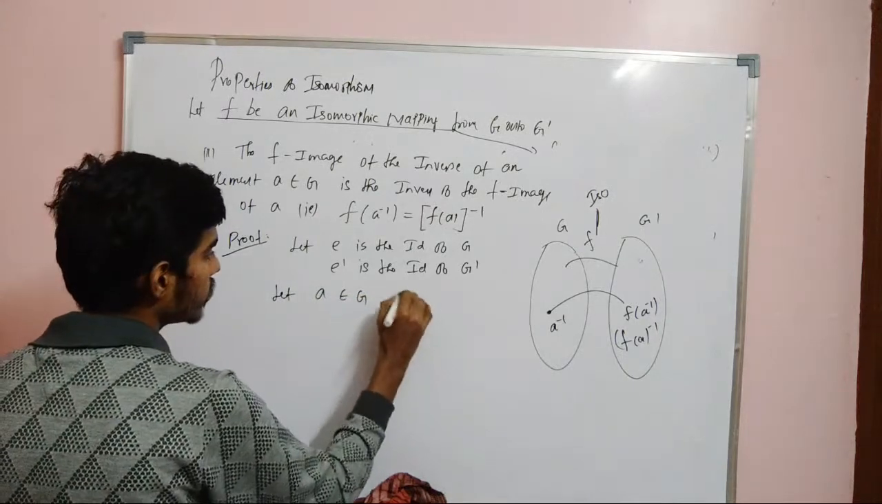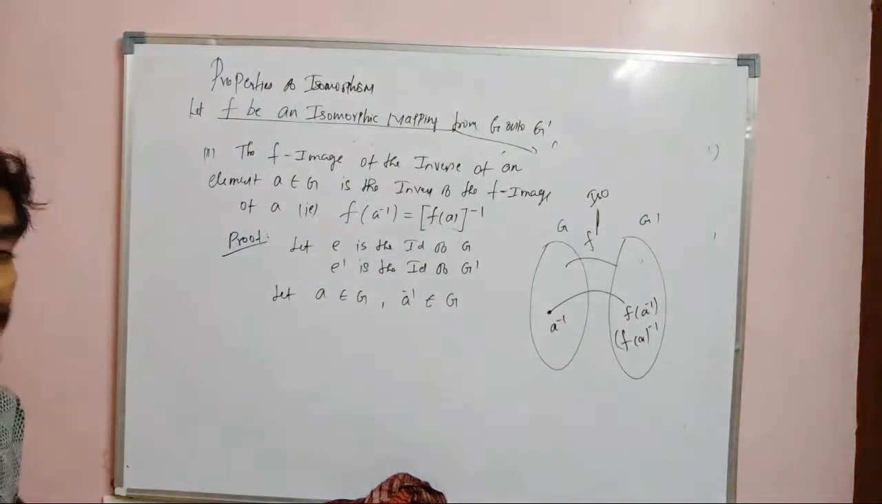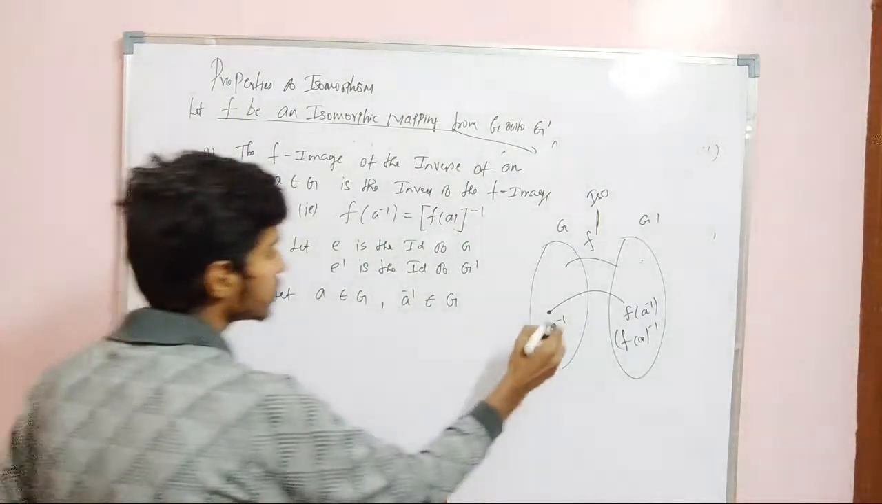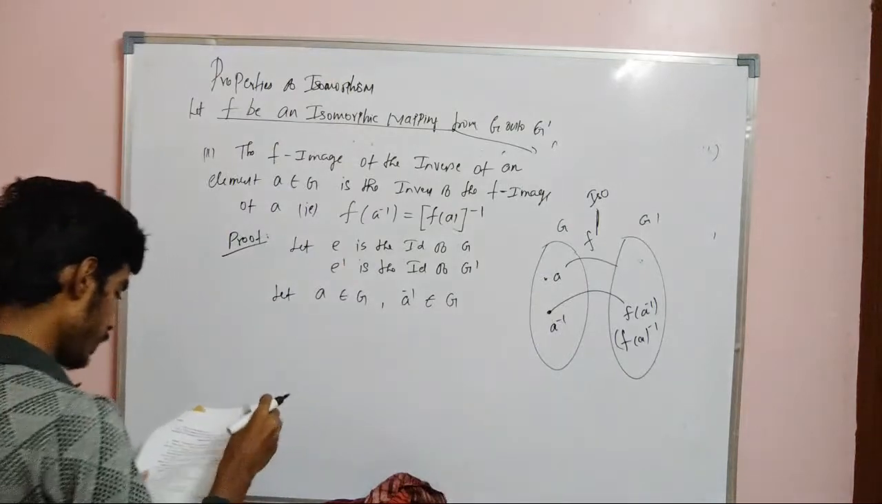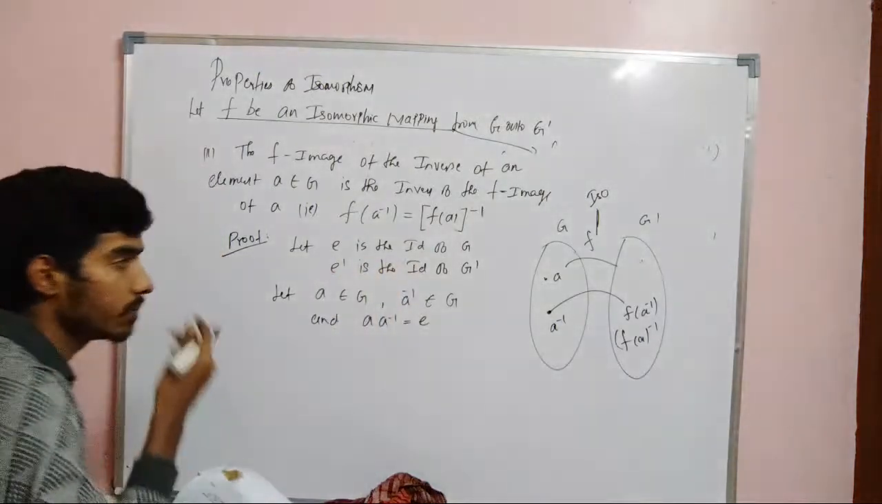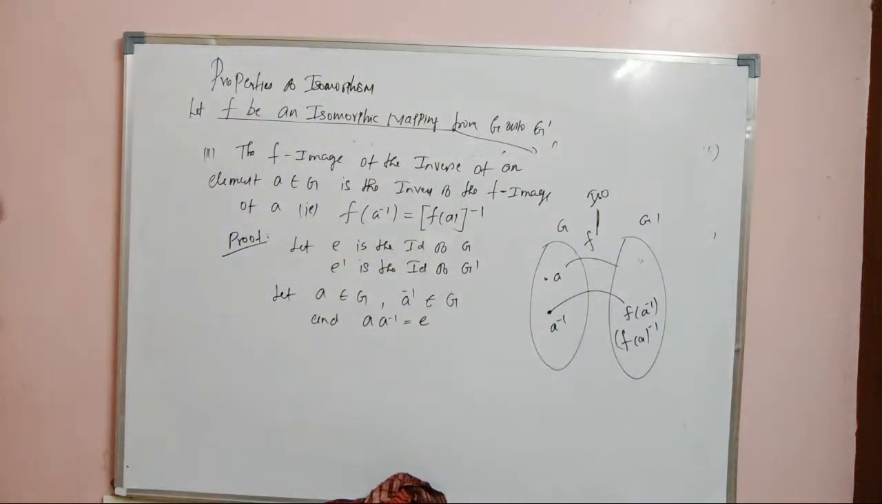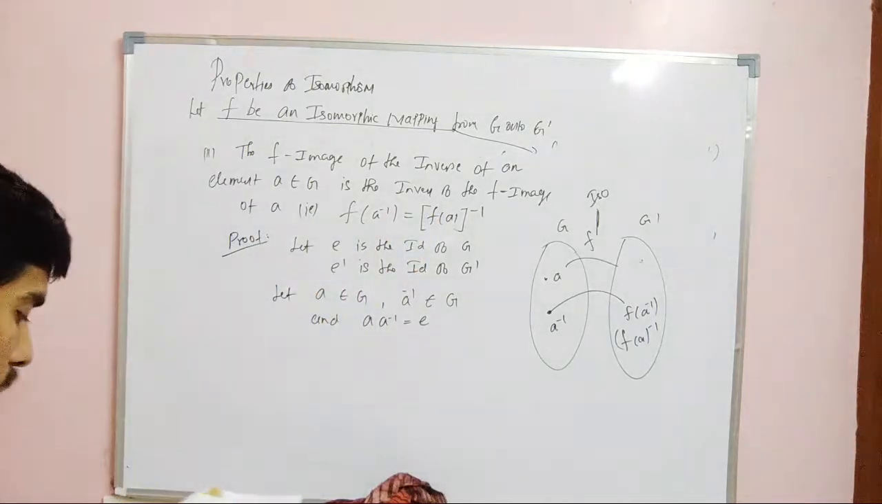Now what can you say about a inverse? It will also be in G. f of a will be in G dash. So a inverse is also in G. And what can you say about a into a inverse? It will be equal to e. Now I need to prove f of a inverse is equal to f of a whole inverse.